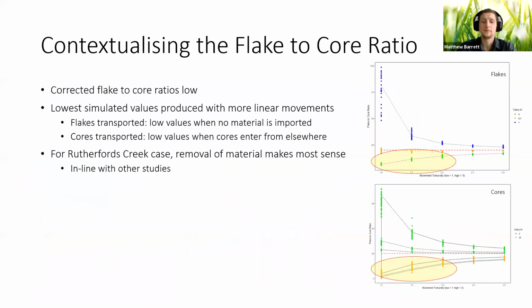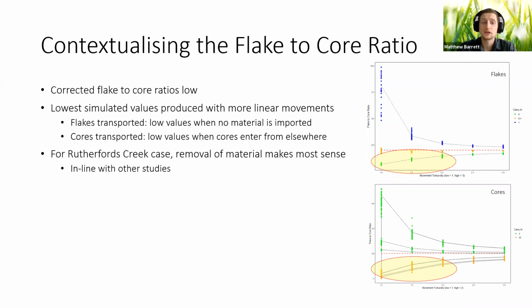So what do these results mean for the corrected flake to core ratios? Well, if we remember, those values were all quite small, and arguably they were lower than what we would expect. Markers such as the number of dorsal scars on flakes and the number of scars on cores suggest that more than only 2 to 3 flakes on average were removed from a core. So in the simulation, the lowest flake to core ratios are produced when movement is more linear.